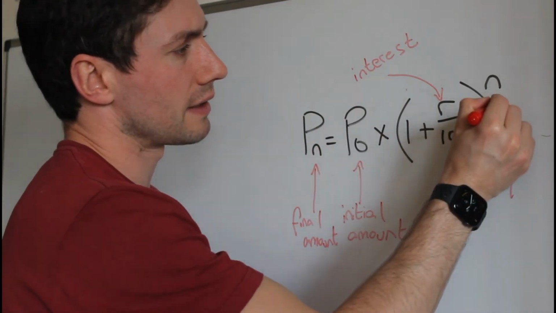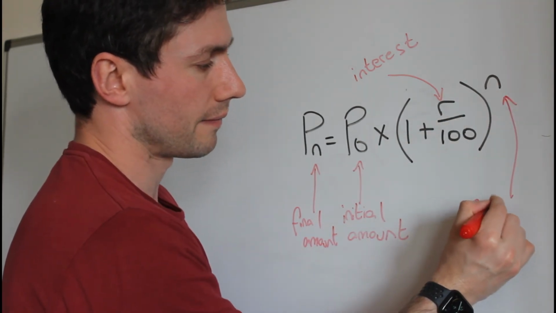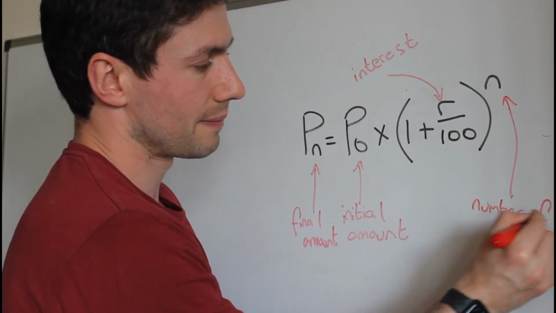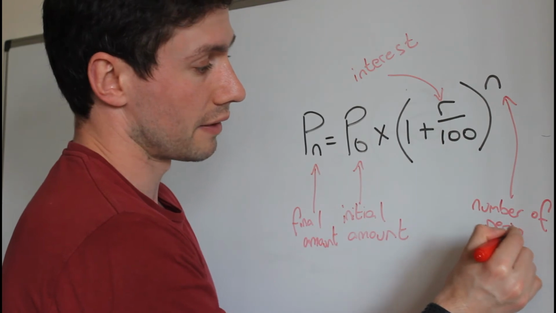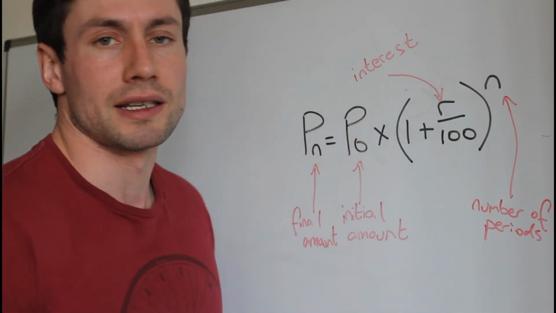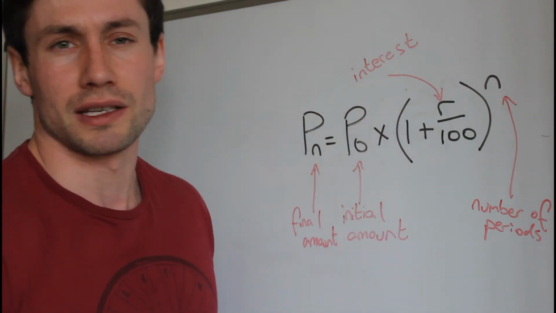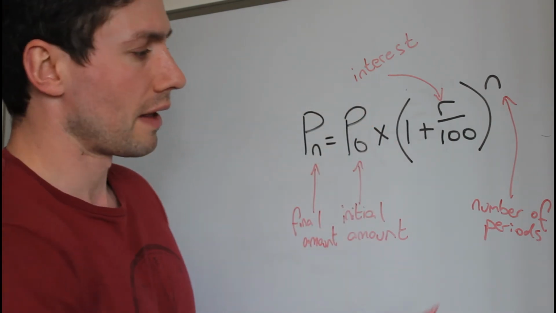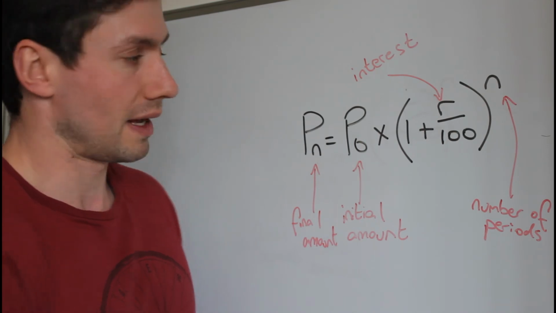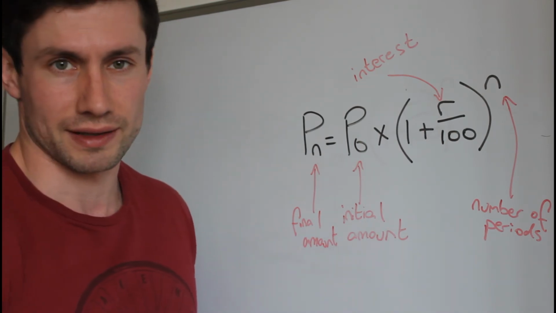And this n is what we call the number of periods. Now, this is probably going to just be the number of years. If it's interest, interest is usually defined in numbers of years. But whatever the interest is defined in, interest over the course of a month or a year, this will be the period, and n is the number of periods.